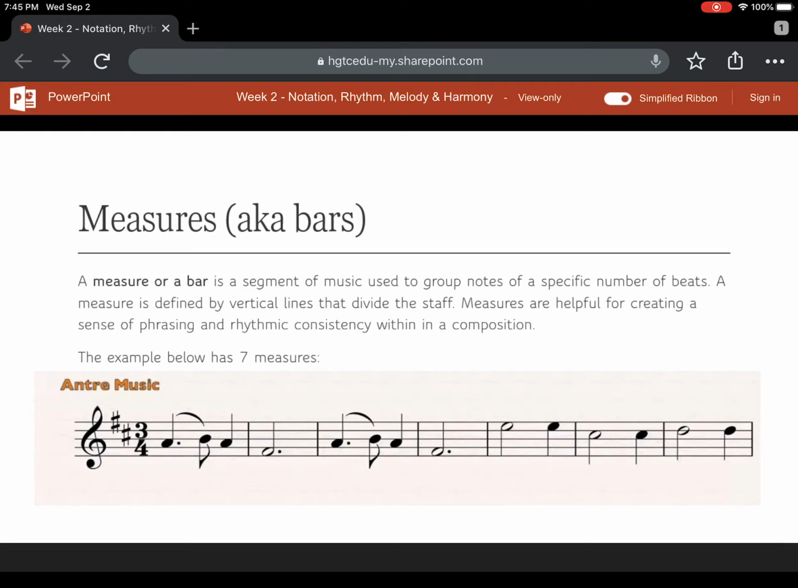So a bar or a measure is a segment of music that groups together a specific number of beats. A measure is defined by vertical lines, which we talked about, that divide the staff, and measures are helpful for creating a sense of phrasing and rhythmic consistency in a composition. So I know when I see these bars that each bar contains 3 beats in this example that we see down here. Just in case you're confused, you can kind of count for yourself that the example we're looking at here has 1, 2, 3, 4, 5, 6, 7 measures in it, right? The vertical lines divide the staff up, so I can see 7 measures here.